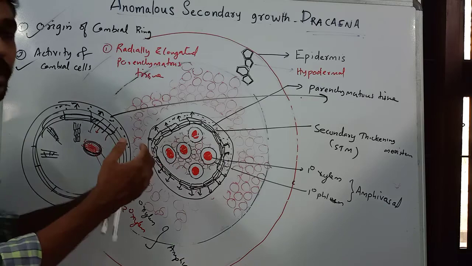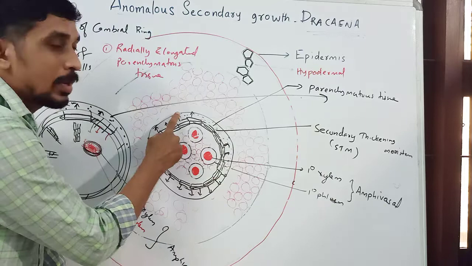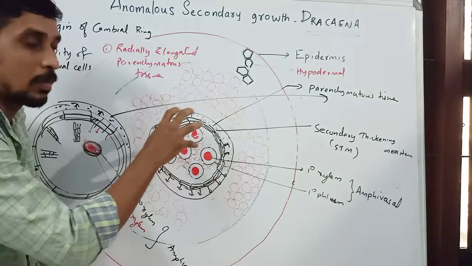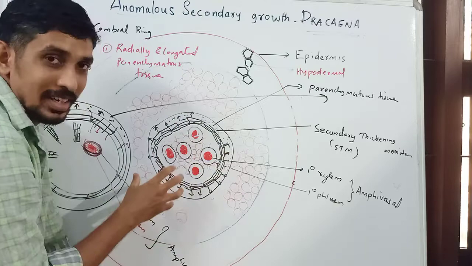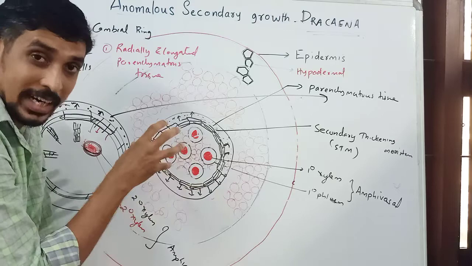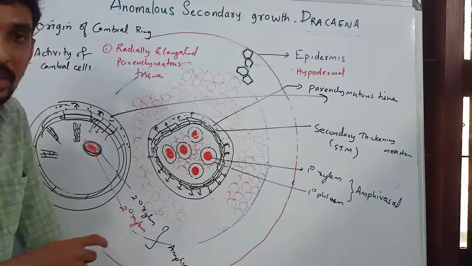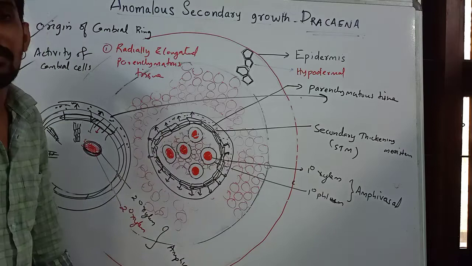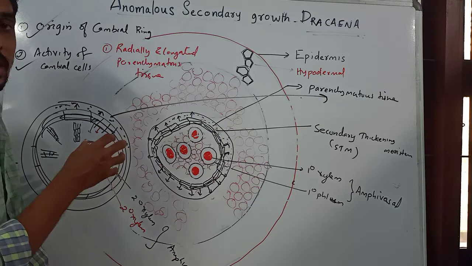So during the next season, this cambium again produces undifferentiated parenchyma tissue towards the outside, and produces conjunctive tissue and amphivasal vascular bundles towards the inside. So after secondary growth, we can see numerous secondary amphivasal vascular bundles around this primary amphivasal vascular bundle, and all the secondary amphivasal vascular bundles are embedded within the conjunctive tissue. That conjunctive tissue is also produced by the cambium.